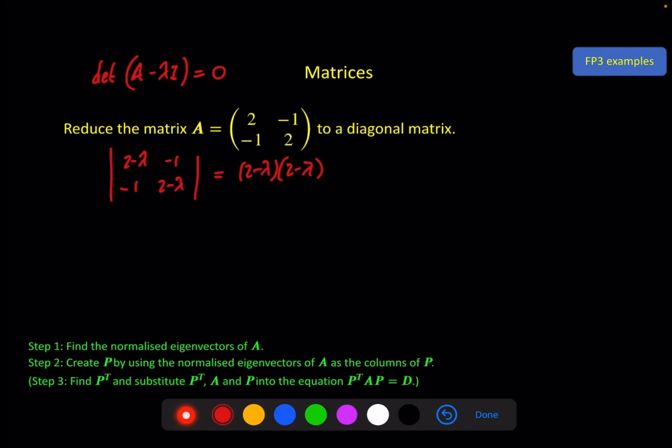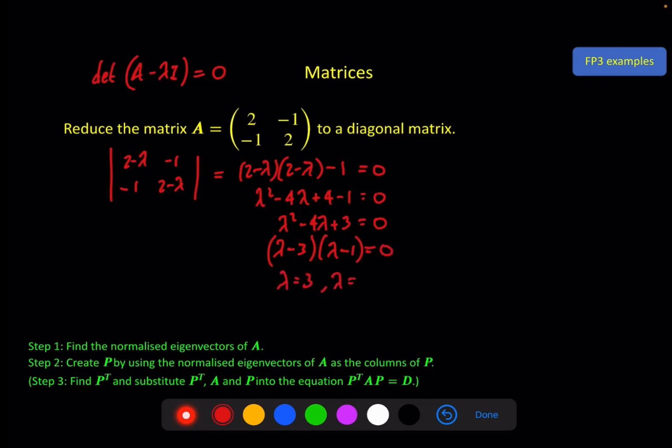minus 1 times minus 1 is 1. So we've got lambda squared minus 4 lambda plus 4 minus 1. So that's lambda squared minus 4 lambda plus 3, which we can factorize. Lambda minus 3, lambda minus 1, which gives us our 2 eigenvalues. Okay, for the eigenvalues, we then need to find our eigenvectors.